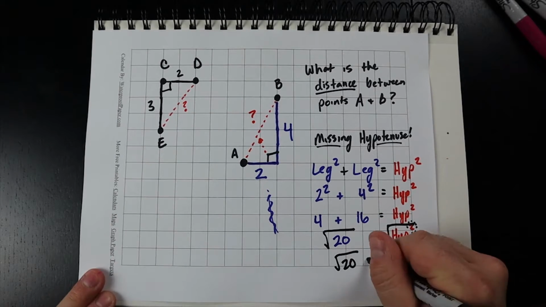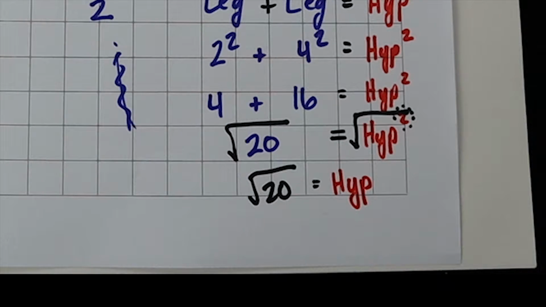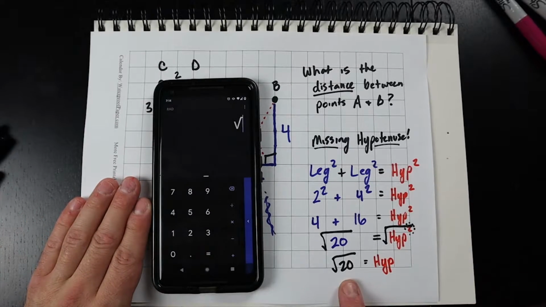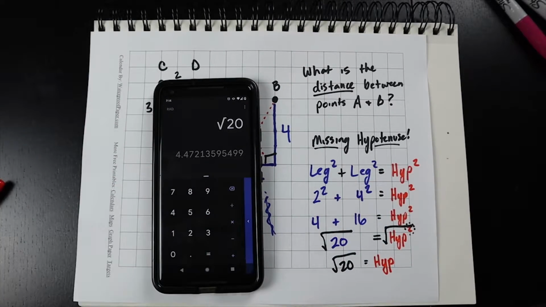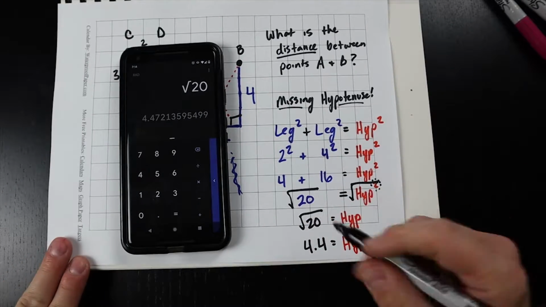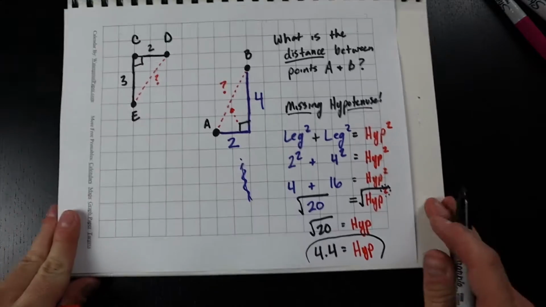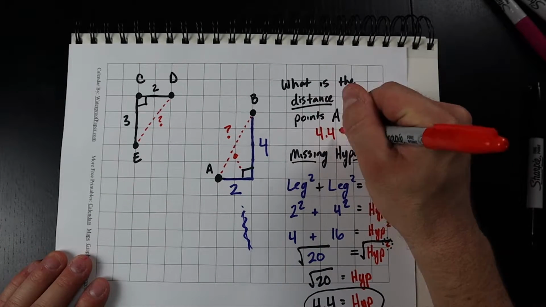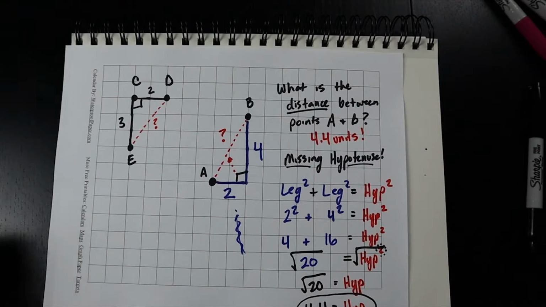The missing hypotenuse turns out to be the square root of 20. For this example, I'm going to be giving a decimal answer. I'm going to plug the square root of 20 into a calculator and round off to the nearest tenth. This should be 4.5, and that's my bad. This gives me my final answer. The distance between points A and B is 4.5 units, not 4.4.